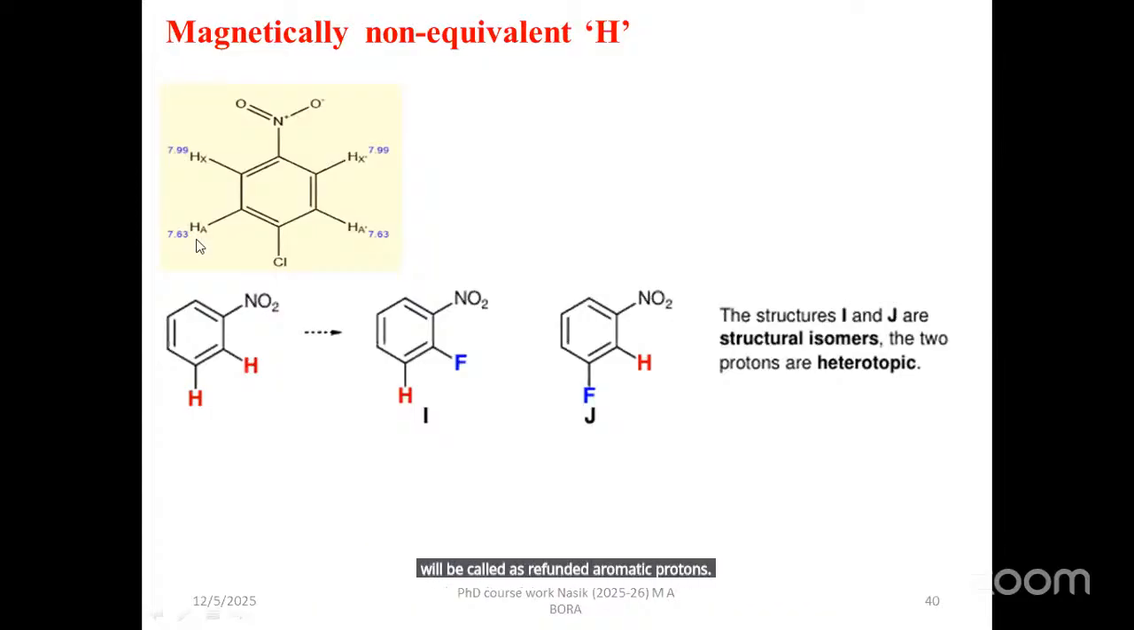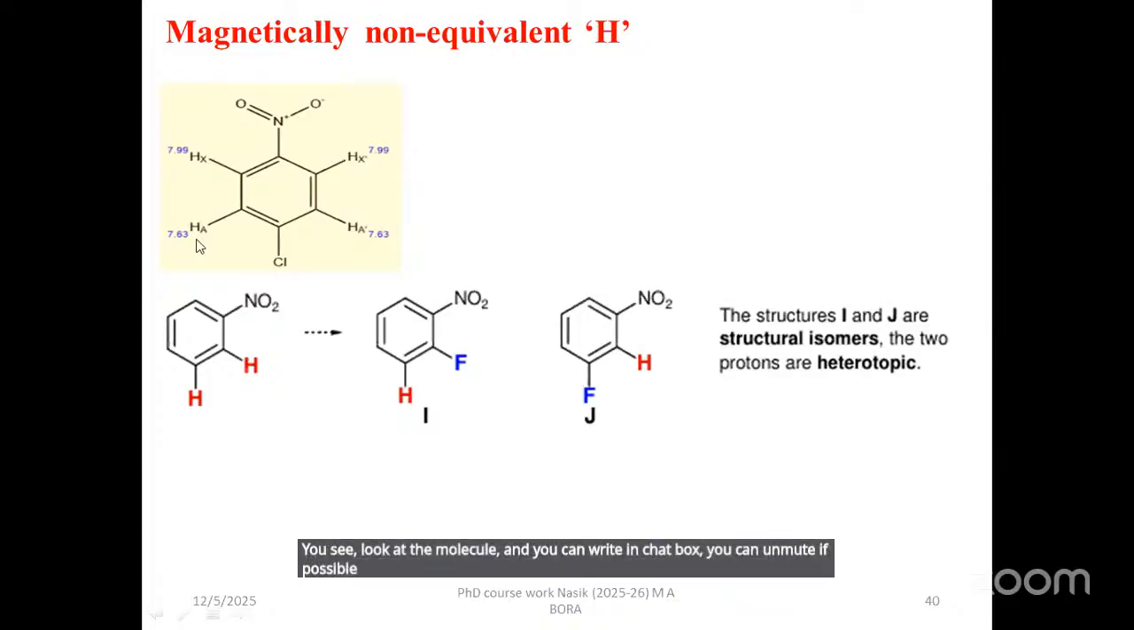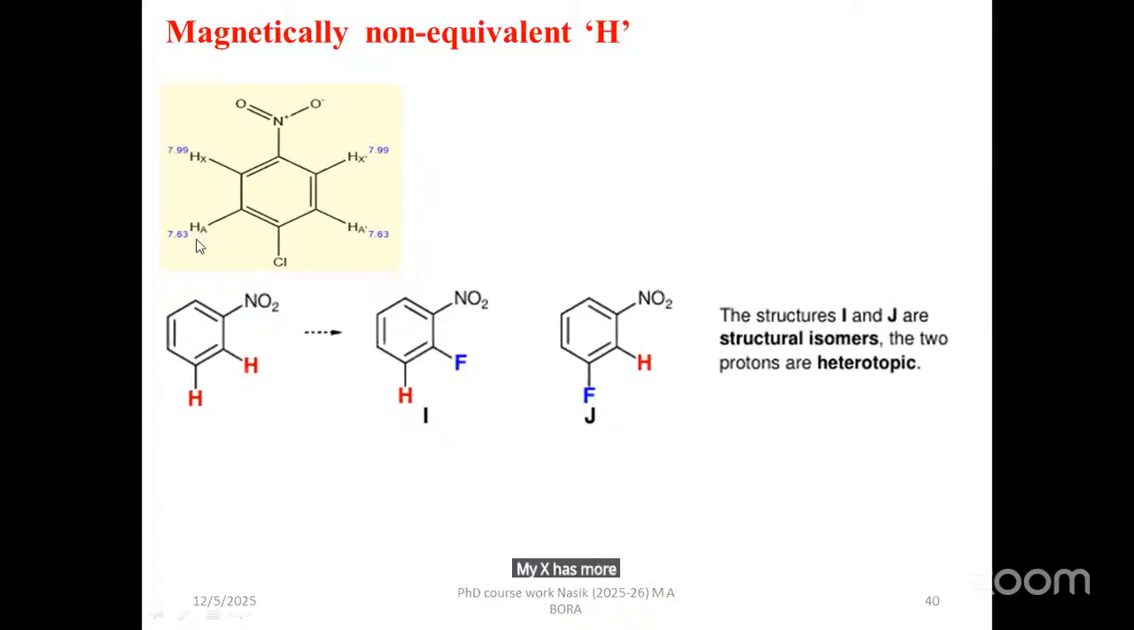Since both are greater than 7.25, they will be called de-shielded aromatic protons. But HX is more de-shielded than HA because its chemical shift is greater. Can you tell me why HX is more de-shielded than HA? Look at the molecule and write in the chat box, or unmute if possible, and let me know why X has a higher delta value compared to A.